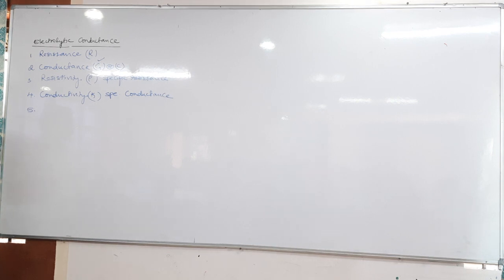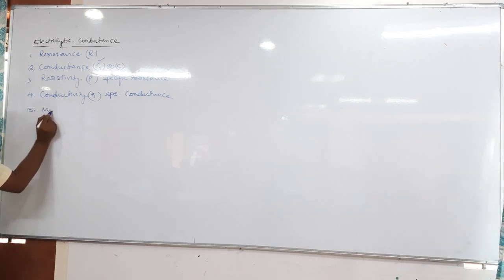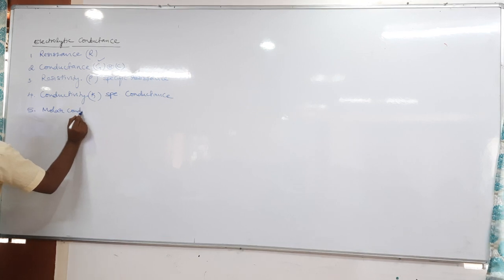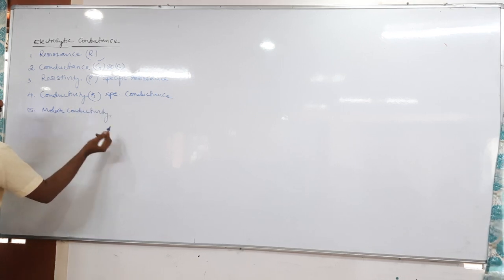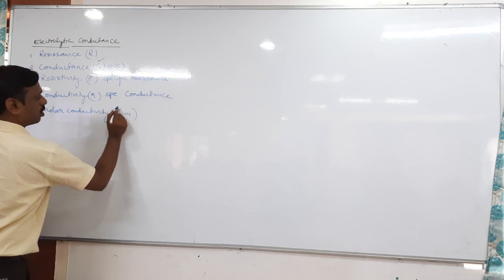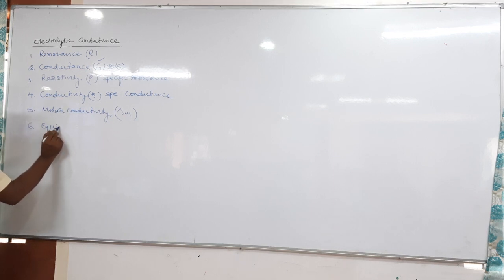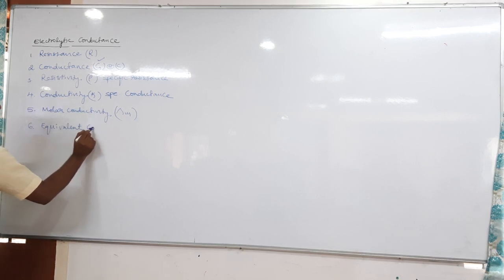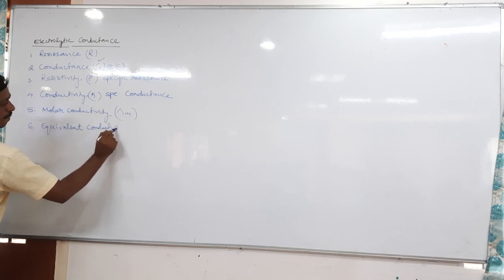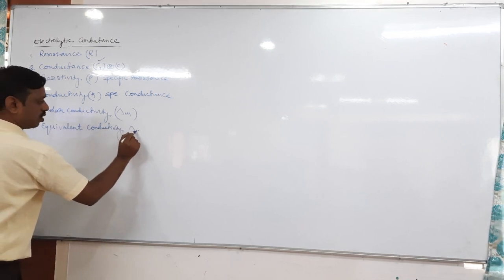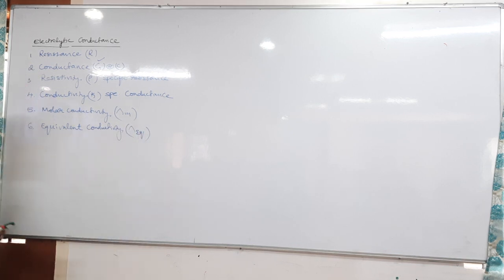Five, molar conductivity, it is lambda m. Six, equivalent conductivity, it is lambda eq. So these are the electrolytic conductance terms. Let's see them one by one.